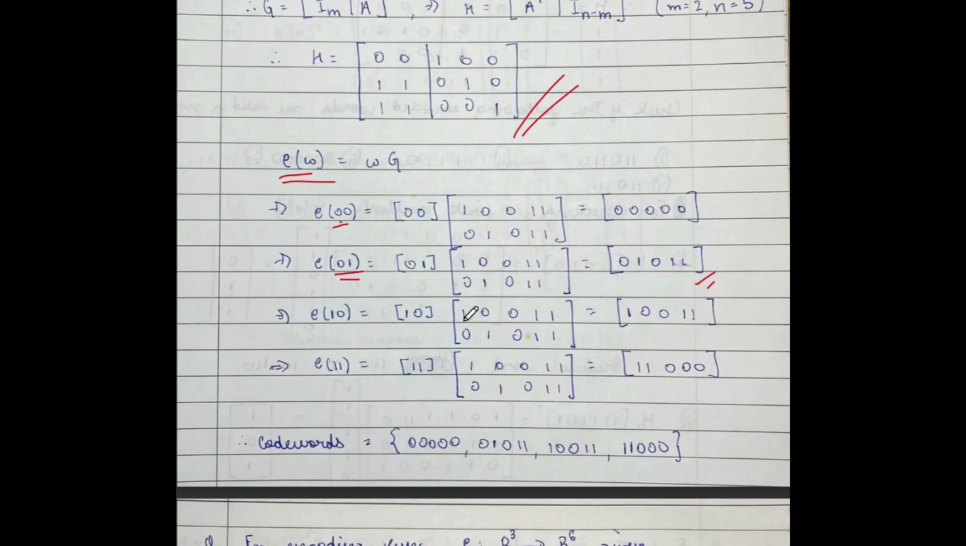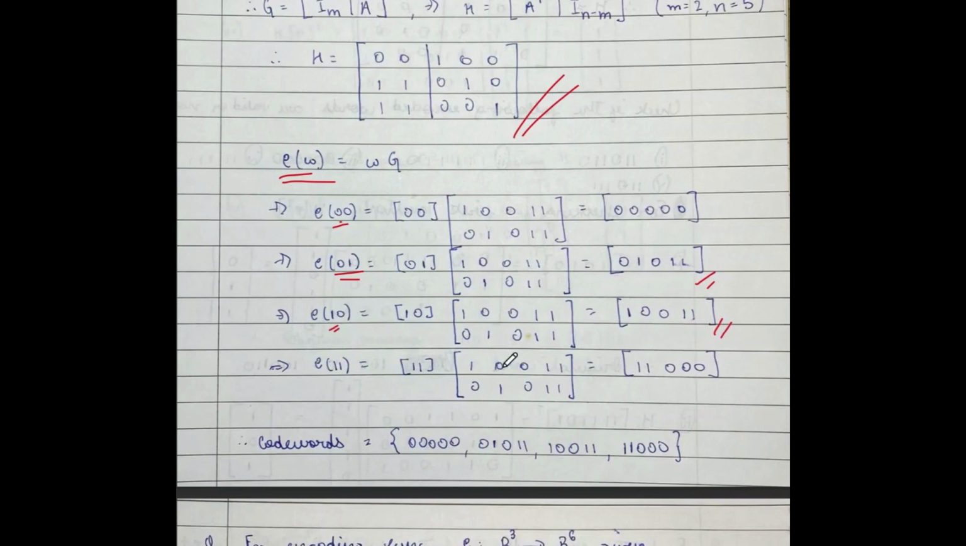Now for 1, 0, similarly, there's only a difference in these two spaces. So over here it becomes a 1 instead, only these two are interchanged. So this will be the code word generated for 1, 0.